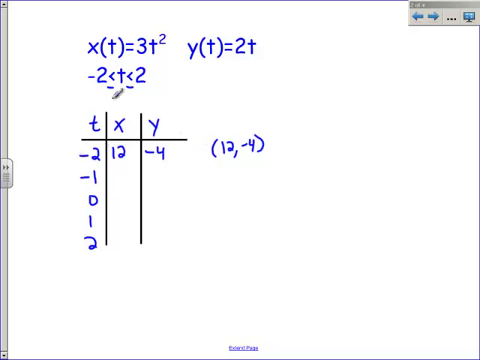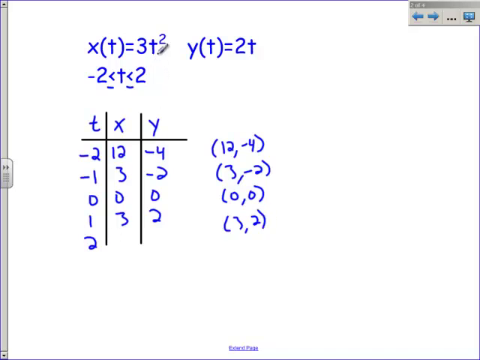Now let's do the same thing with -1. Plug in -1 for t and you square it, you get +1. And times 3 is 3. And then -1 times 2 is -2. So we're at the point 3, -2. And if you plug in 0 for x of t, you're going to get 0. And if you plug in 0 for y of t, you're going to get 0. And we plug in a 1, we should get 3, and we'll get a 2 there. So I've got my points 0, 0, and then 3, 2.